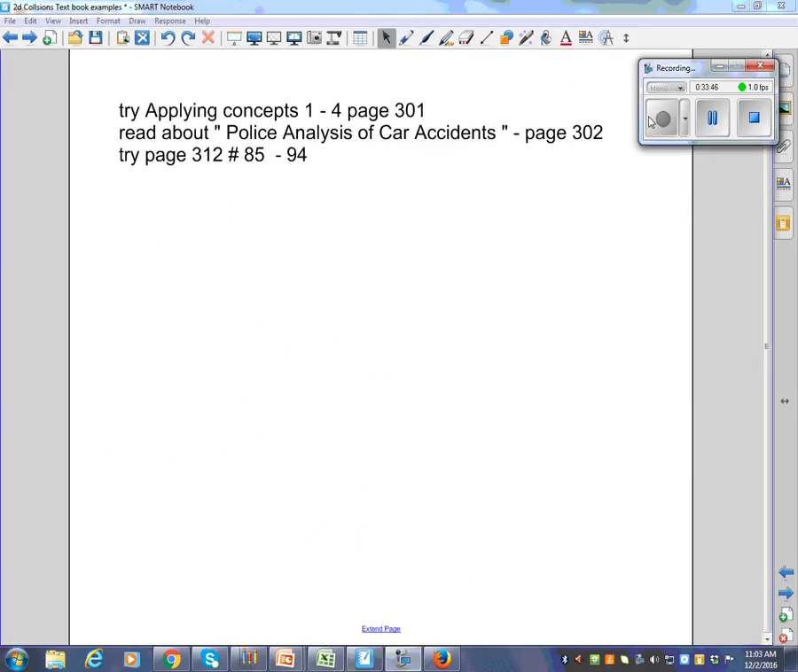If you want to jot those down just now, there are 4 questions on page 301. And on page 302, there's a little article about police analysis of car accidents. And here's some questions as well. You know what? I ran across some solutions. Would you like me to copy solutions to these page 301 ones that I've done? Or should I just post them? Or should I do both? I'll make a few copies for some people, and if you want them just electronically, they'll be posted. Who wants a paper copy? 1, 2, 3, 4. Okay, I'll go make some.